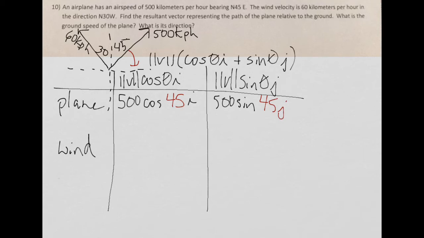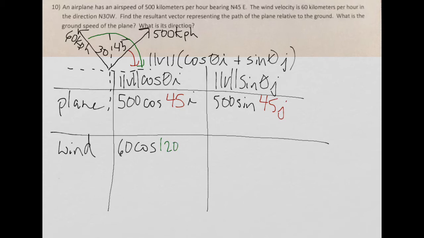Okay, the wind, the magnitude is 60. Now let's take a look at the angle that's formed there. I'll do that in green. We got 30 degrees plus another 90, so that's 120 degrees that it forms with the positive x-axis. So I have 60 times the cosine of 120 i, and then I have 60 times the sine of 120 j.